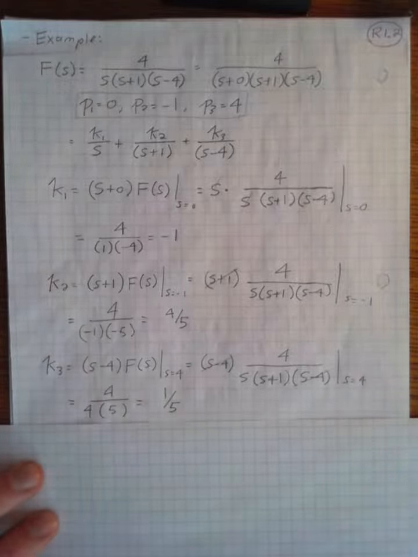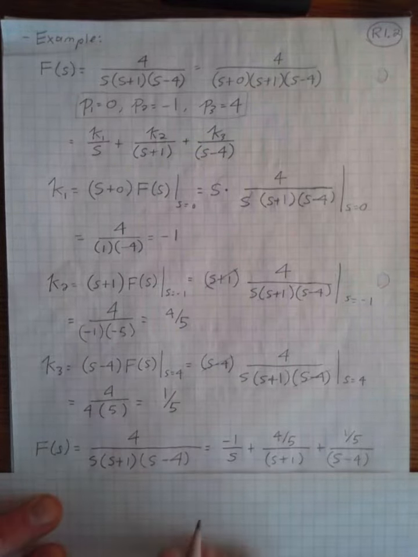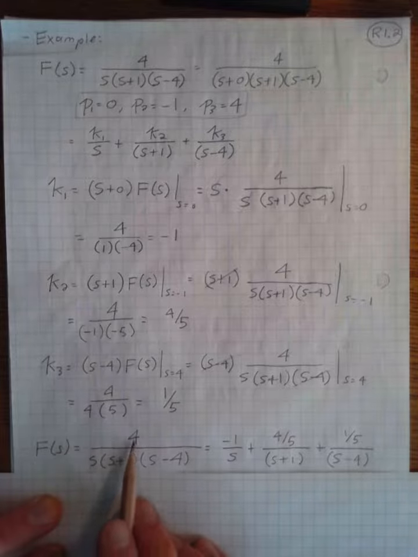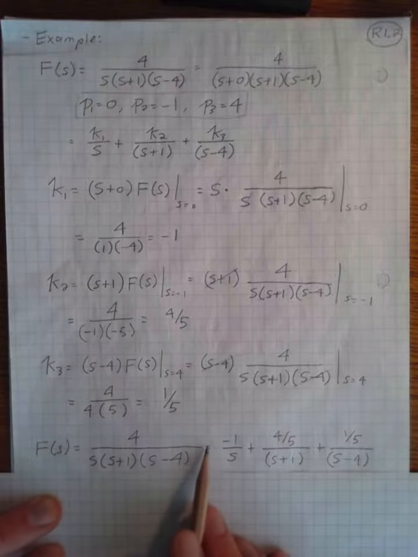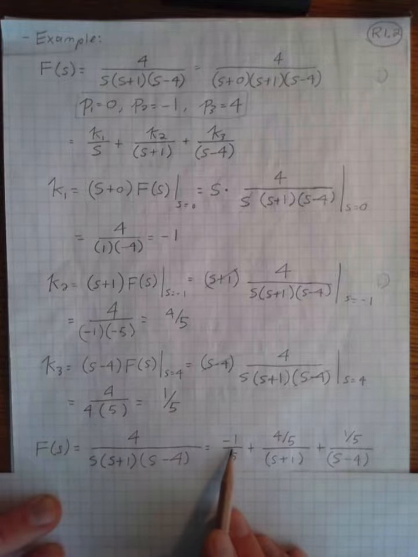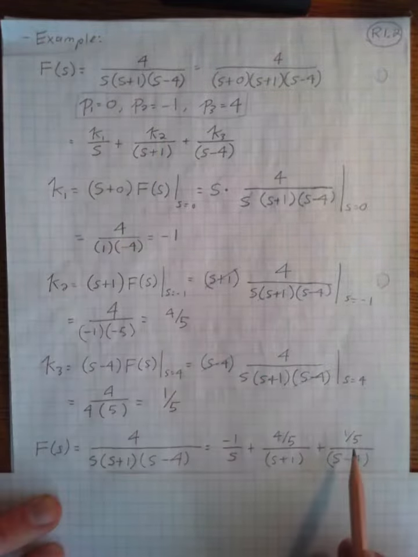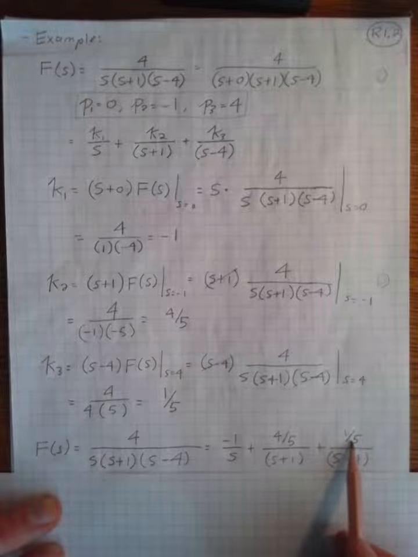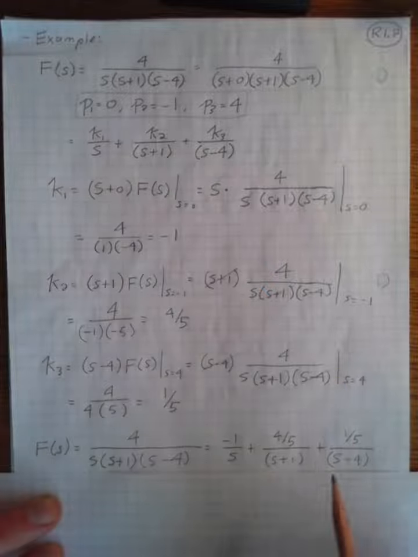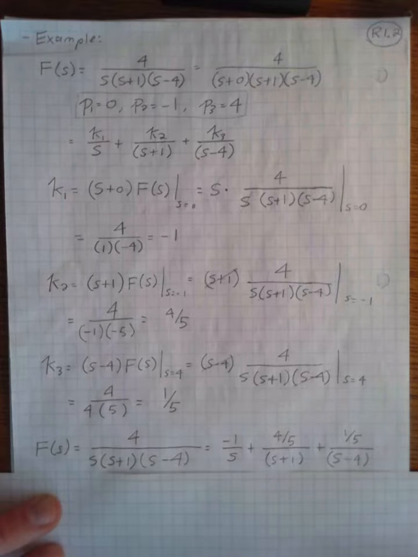And so this is the procedure. And this means that our final equation can be written as 4 over s times s plus 1 times s minus 4. This is our original equation. And this is equal to minus 1, which was our value for k1, plus 4 over 5, which was our value for k2, plus 1 over 5, which was our value for k3. These constants can be negative, like, for example, the minus 1, and then these two terms, of course, are positive.